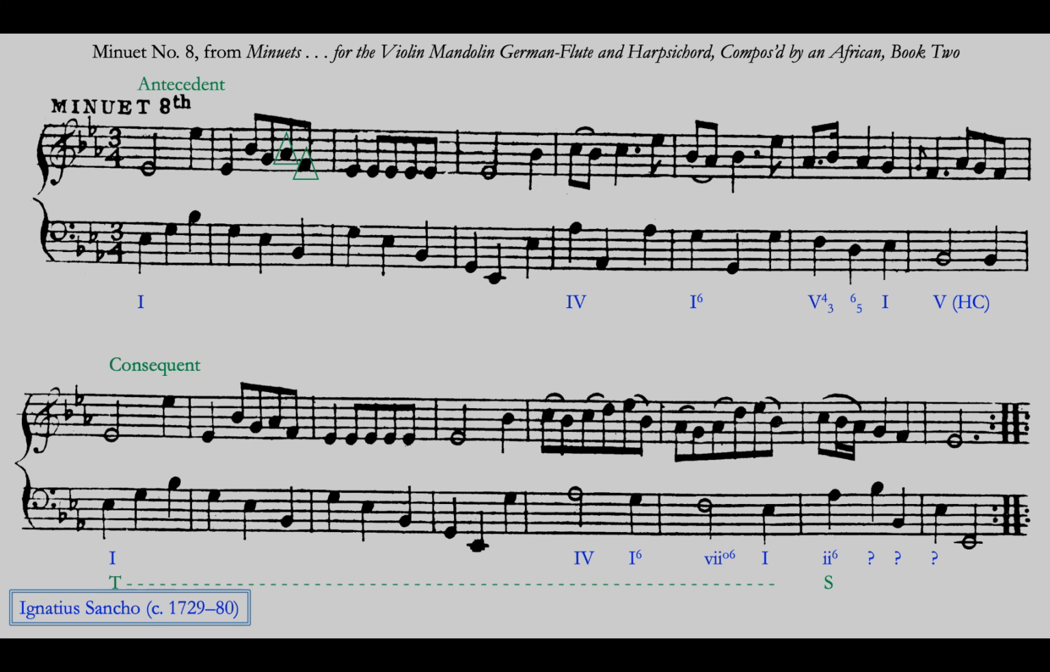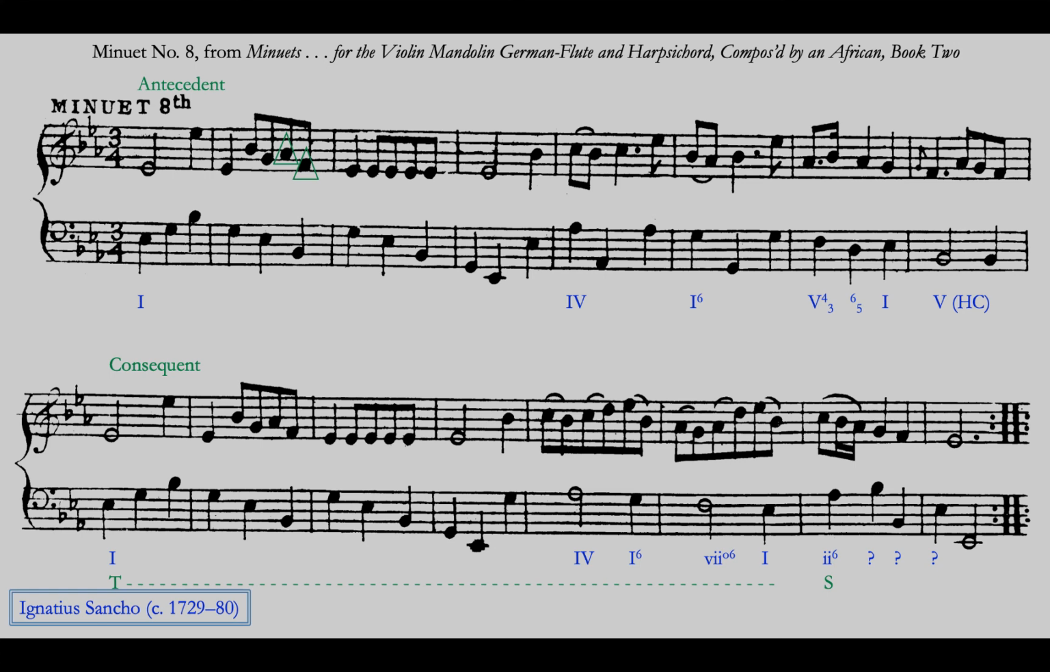In other words, the antecedent often stops on 5 for a half cadence. The consequent often goes 5/1 for an authentic cadence. So one way composers fit that into the same number of measures is to accelerate the harmonic rhythm. We've seen that several times already in this course.